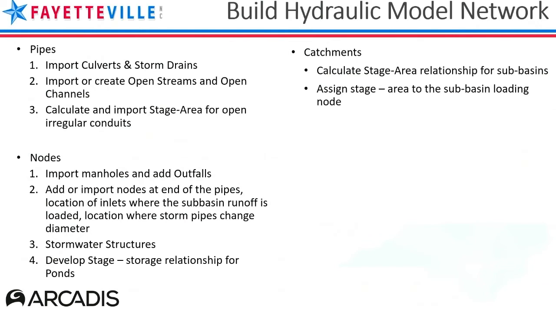The next step to creating a detailed model was to build the hydraulic model in ICM. The field survey information provided by the city was used to build the hydraulic model in ICM. The storm system, inlets, and culverts were imported into the model. Open channels were then created in the model. Manholes and stormwater structures were imported. Nodes and locations of inlets and pipe size changes were added to the model. Stage area relationships were developed for the subbasins and were assigned to the subbasin loading node.